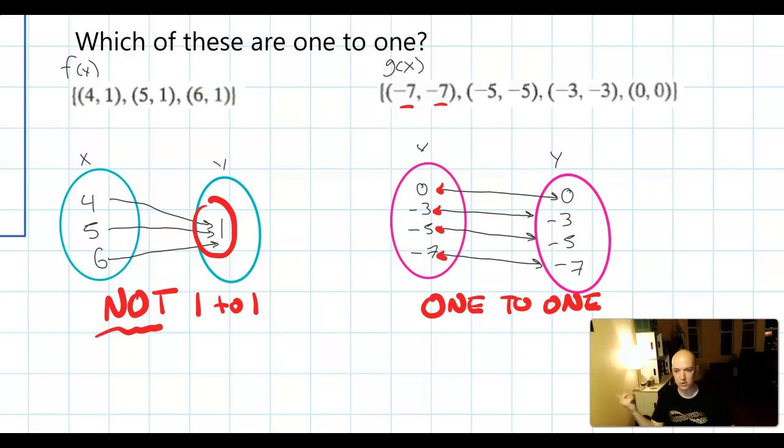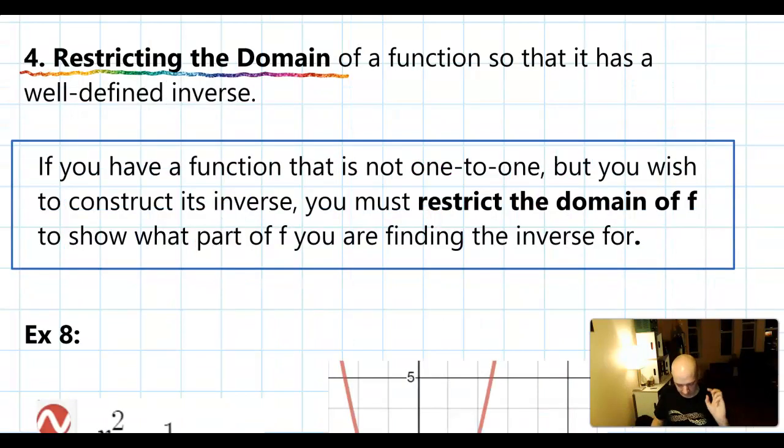And that's a one-to-one relationship. So to close this video, we're going to talk about what is probably the most technical and tricky thing about inverse functions, which is restricting the domain of a function so that it does have a well-defined inverse.